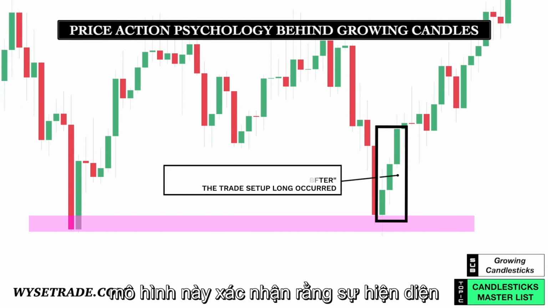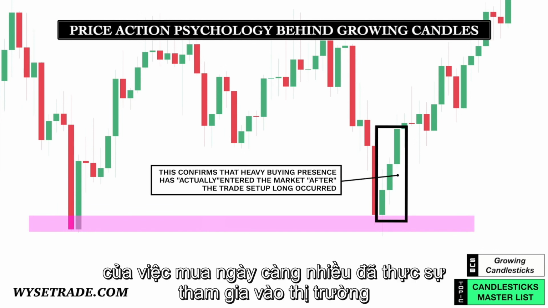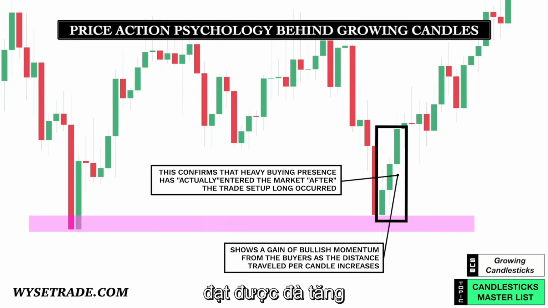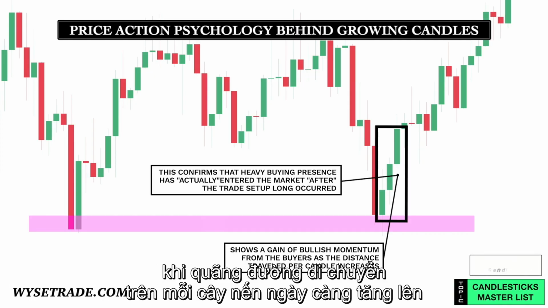The pattern confirms that heavy buying presence has actually entered the market after the trade setup because it shows a gain of bullish momentum from the buyers as the distance traveled per candle increases.